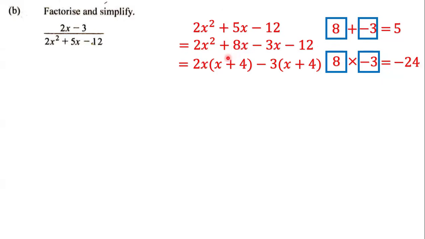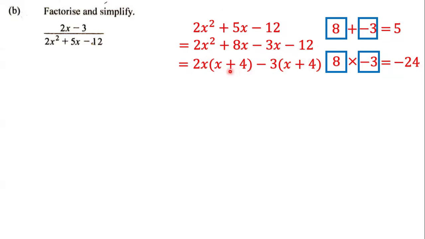And so we have 2x multiplied by x, which is 2x squared, and 2x multiplied by 4, which is 8x. And then we have negative 3 multiplied by x, which is negative 3x, and negative 3 multiplied by 4, which is negative 12. So in this case, we factored out negative 3, and in this case, we factored out 2x. When we factored out 2x, we are left with x plus 4. When we factor out negative 3, we are left with x plus 4, because negative 3 times x is negative 3x, and negative 3 times 4 is negative 12.